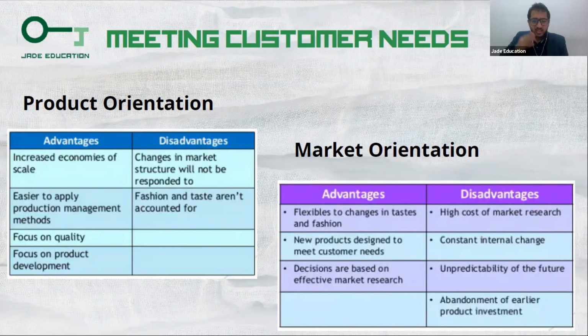So try to pick one and go with one. Sometimes we go a lot with product orientation, not always market orientation. We don't really do too much market orientation, more product orientation. So we do it the way we think is right for you guys. And that's how we do it.